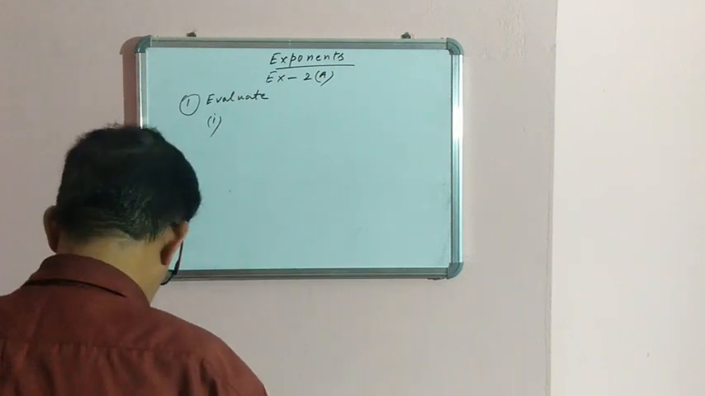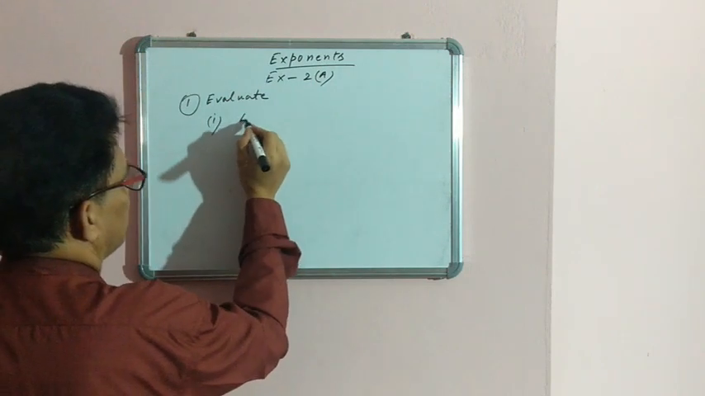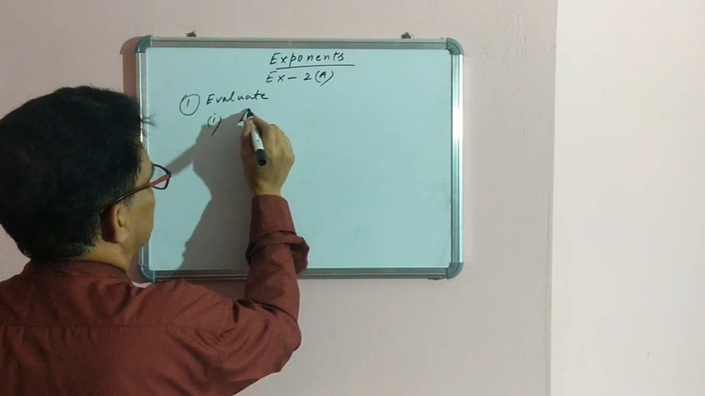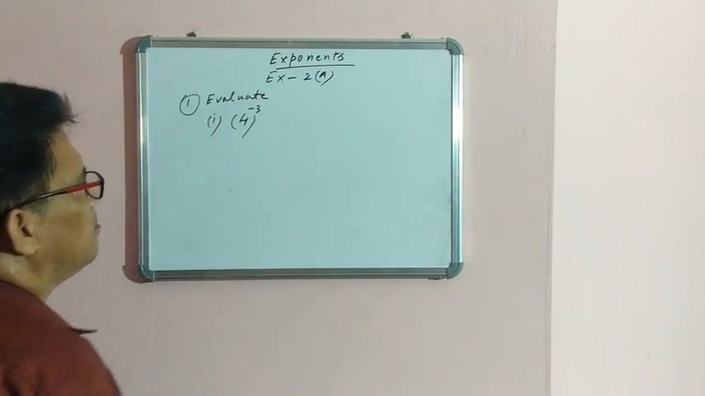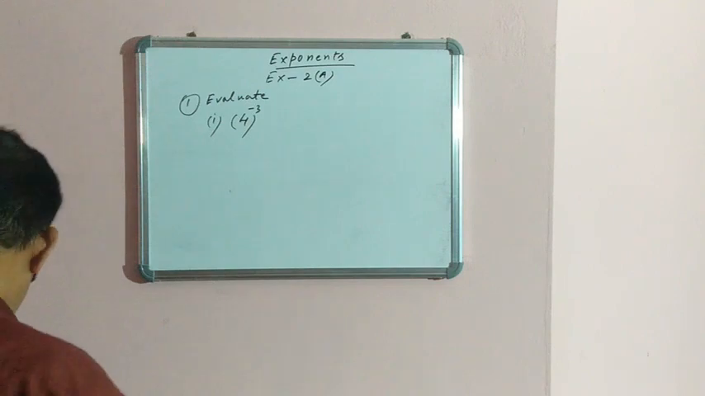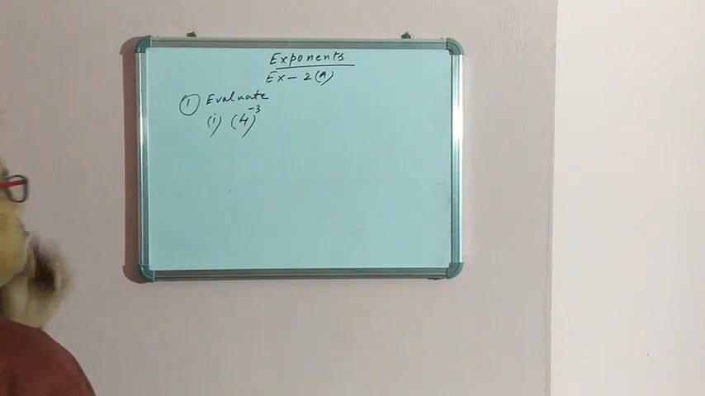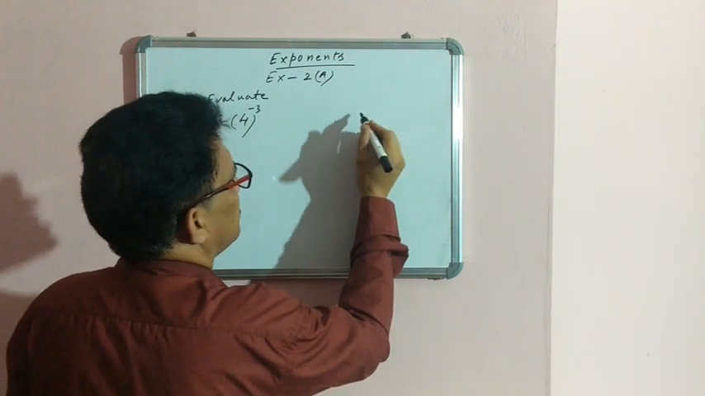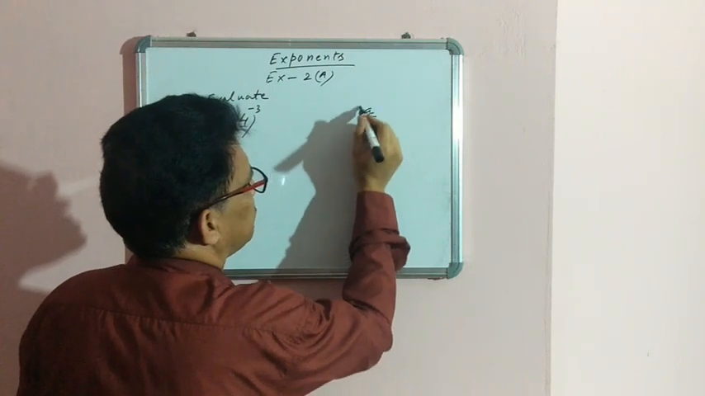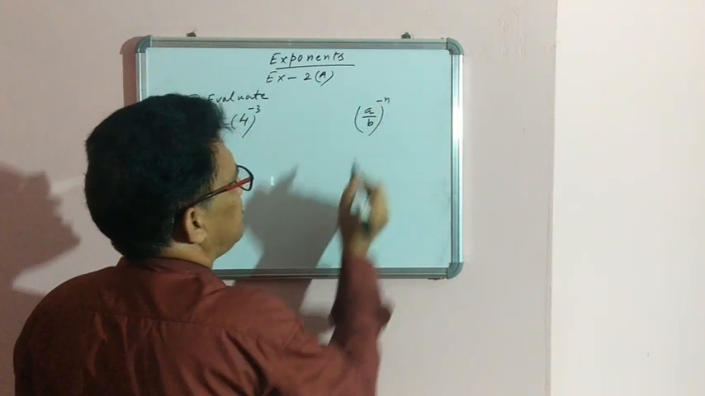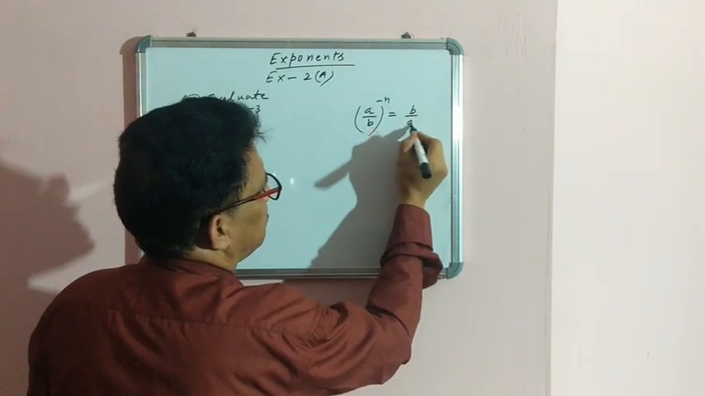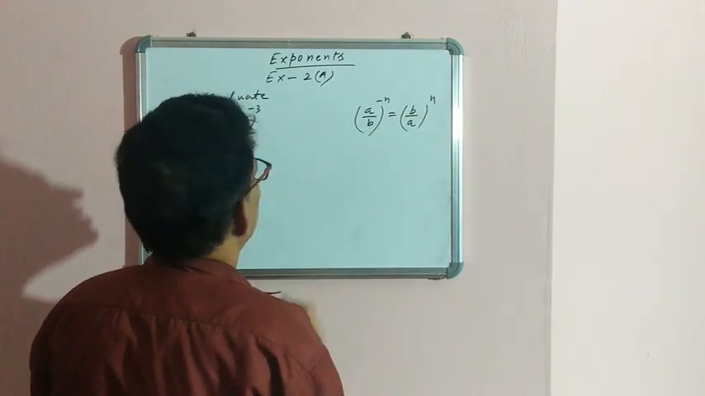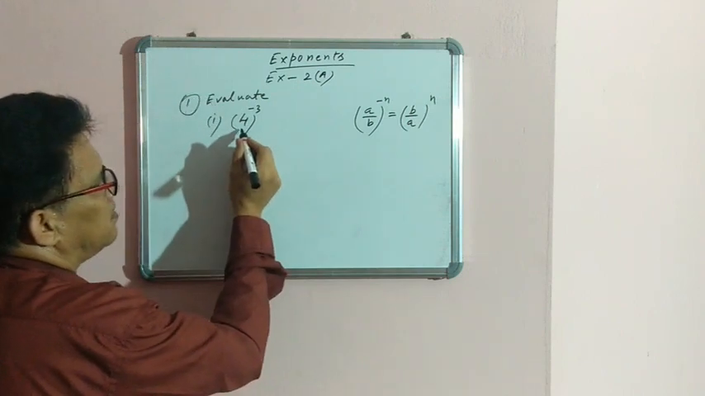Here 4 power minus 3 is given. You can write this in brackets also. 4 power minus 3 is there. So you have seen that (a by b) power minus n, then we can write it as (b by a) power n. So here nothing is there at the denominator.